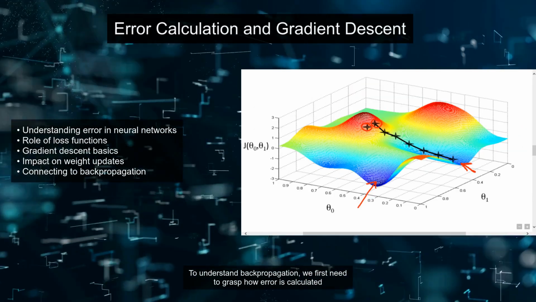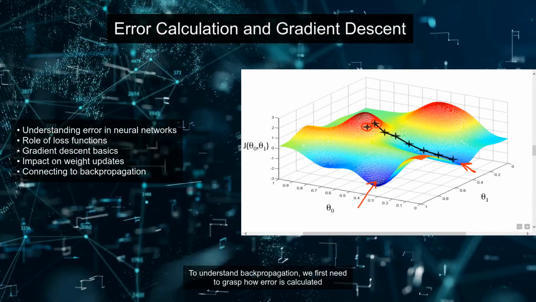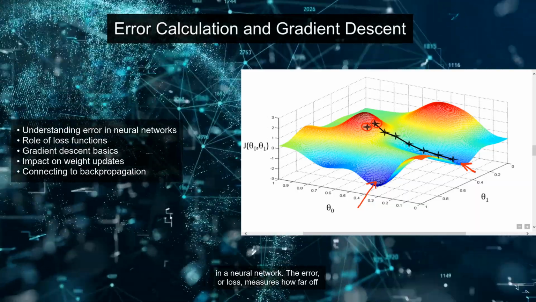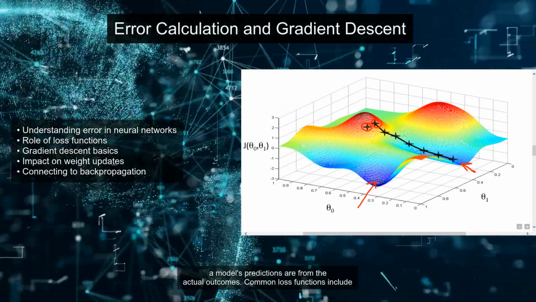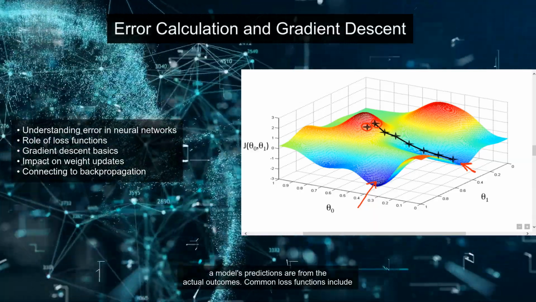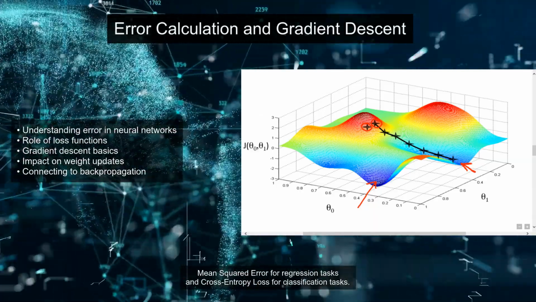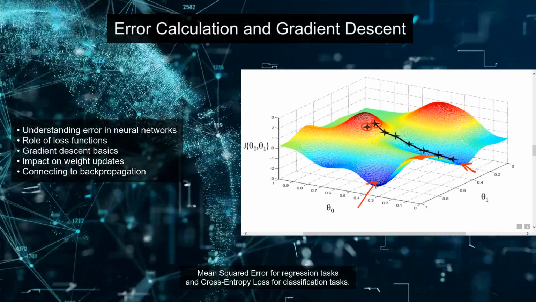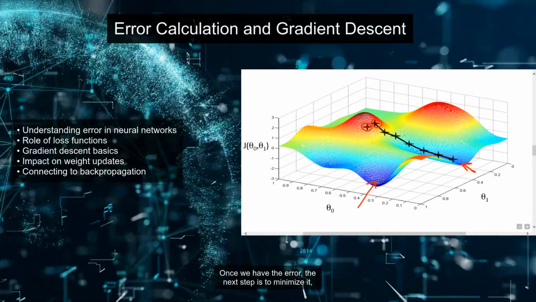To understand backpropagation, we first need to grasp how error is calculated in a neural network. The error, or loss, measures how far off a model's predictions are from the actual outcomes. Common loss functions include mean-squared error for regression tasks and cross-entropy loss for classification tasks.